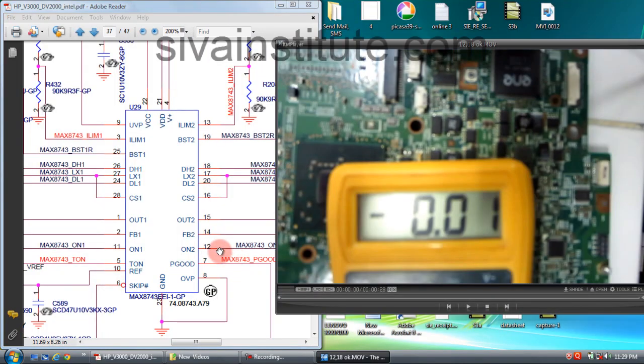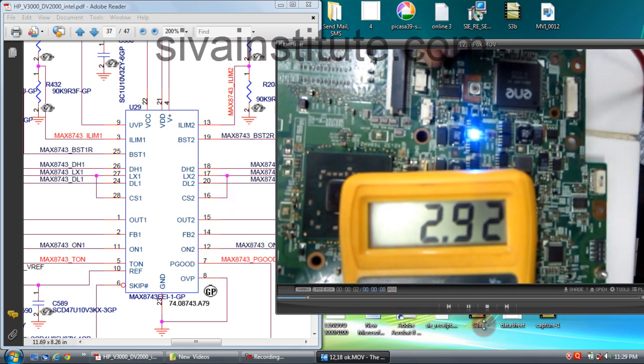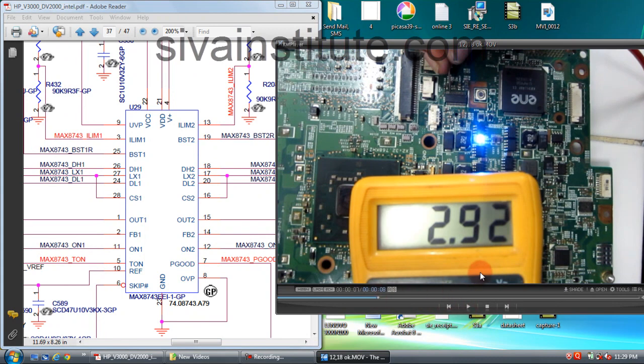When you give pin number 12 3.3 volts, DH2 comes out. When you give ON1, DH1 output will come out from this place. When you give ON2 voltage, this voltage comes out from pin number 18. Pin 12 is input, pin 18 is output. We will see pin number 12 voltage. Pin number 12 is 2.9 volts. This is okay. Pin number 12 is 2.8 volts. ON2 voltage is okay.